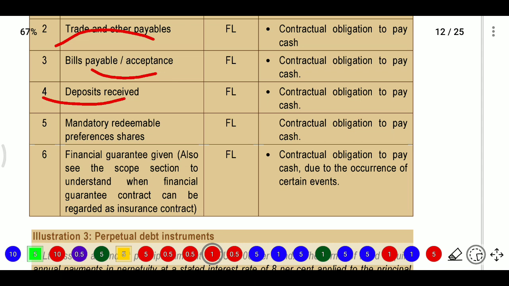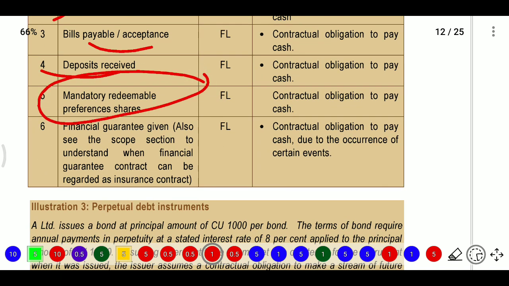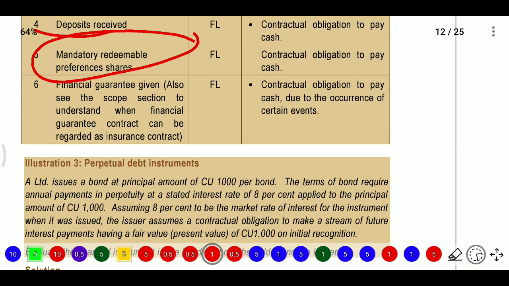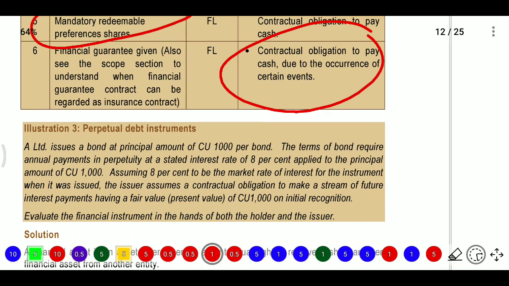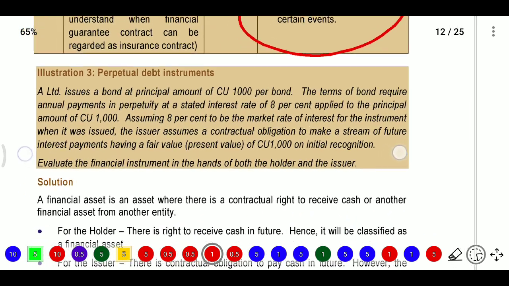Here we have a contractual obligation to pay cash. If you have a contractual right to receive cash, it will become a financial asset. A contractual obligation to pay cash will become a financial liability. And mandatorily redeemable preference shares: if you need to pay cash when preference shares are redeemed, it will become a financial liability. And financial guarantee: if you have given any financial guarantee, it will become a financial liability, as there is a contractual obligation to pay cash due to the occurrence of an event. Or perpetual debt instruments.